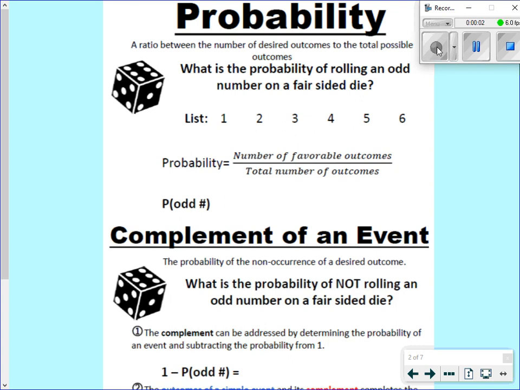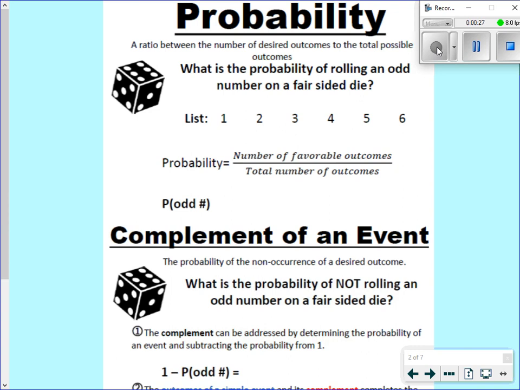Continue probability. Today's focus is simple probability and complements. And this definition of probability should look familiar: a ratio between the number of desired outcomes to the total possible outcomes, which is theoretical probability. So when I say simple probability, it is the same as theoretical probability. Simple probability is just the event of only one event occurring.